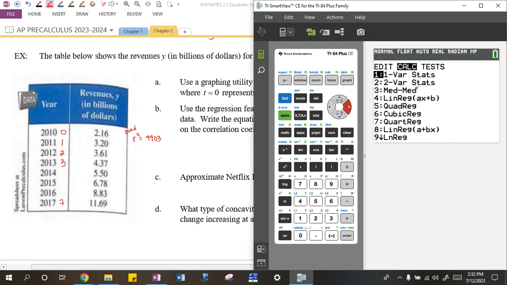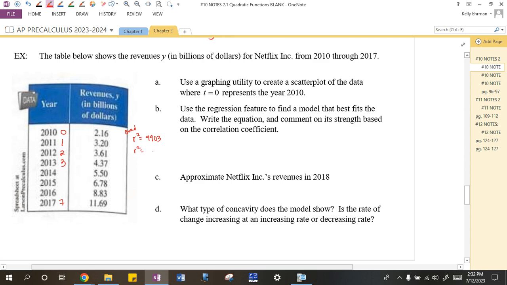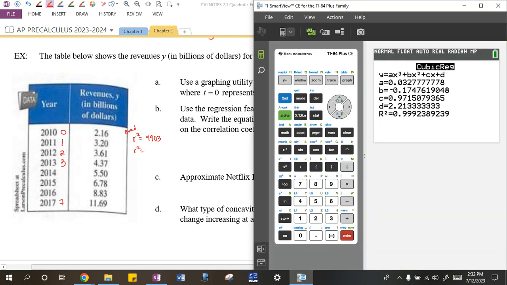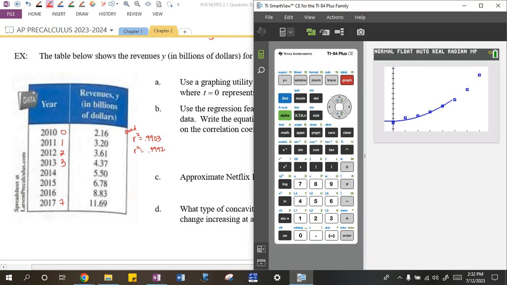Stat, calc. What about cubic? Because it had that little dip to it. You can store this in Y2 if you want to compare all the models. That correlation is higher. If R squared is higher, then R is going to be higher, 0.9992. And let's look at that model. So there's quadratic. It's kind of hard to tell with the quadratic, but I think that does follow the curvature a bit better.